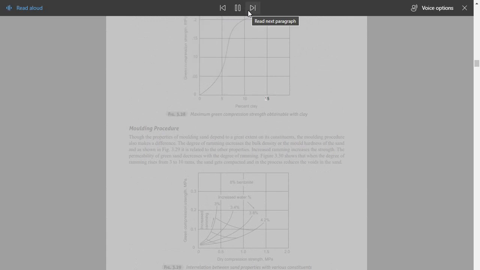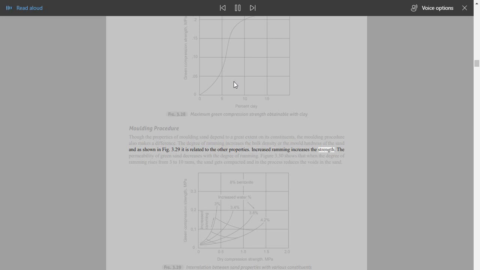Fig. 3.28 Maximum green compression strength obtainable with clay molding procedure. Though the properties of molding sand depend to a great extent on its constituents, the molding procedure also makes a difference. The degree of ramming increases the bulk density, or the mold hardness of the sand, and as shown in Fig. 3.29 it is related to the other properties.